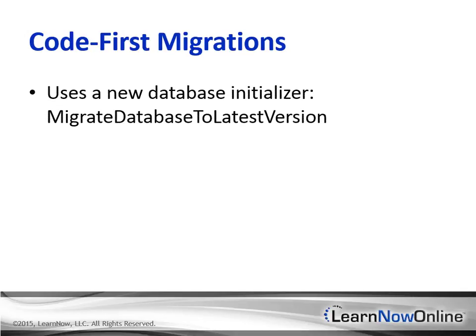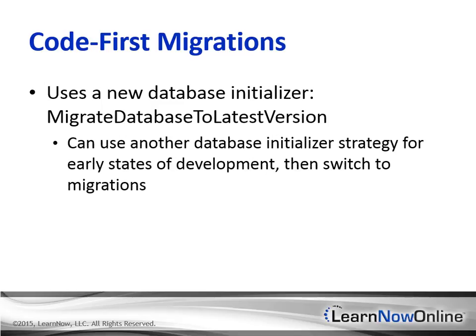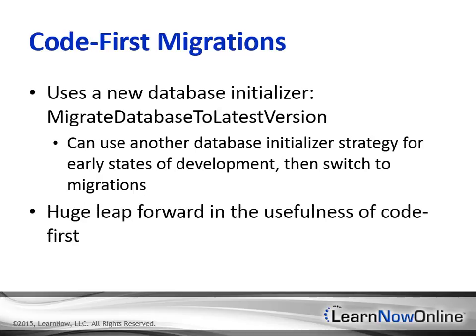Code First Migration uses a new database initializer called Migrate Database to Latest Version, bringing to 4 the number of initialization strategies that are available in Code First. Now you can use something like drop create database if model changes for the early stages of application and database development, and then switch to Migrate Database to Latest Version later when the designs begin to stabilize and you want to preserve database objects and data whenever the model changes. This is a huge leap forward in the usefulness of Entity Framework Code First.